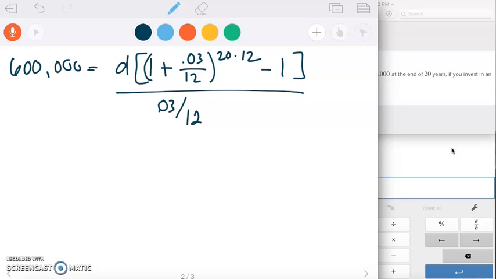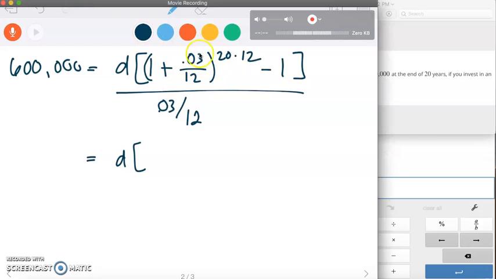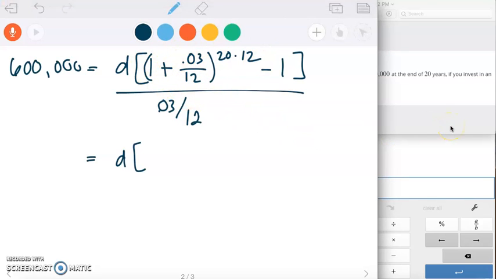All right, let's start reducing a little bit of this. We're going to say D. And one of the things it says that's important to remember is do not round until you have calculated the final answer. That's important because if you start rounding at the tenths or the hundredths place, when you get, for example, this decimal right here or this decimal right here, you're going to get a different answer. So you have to be real careful with that.